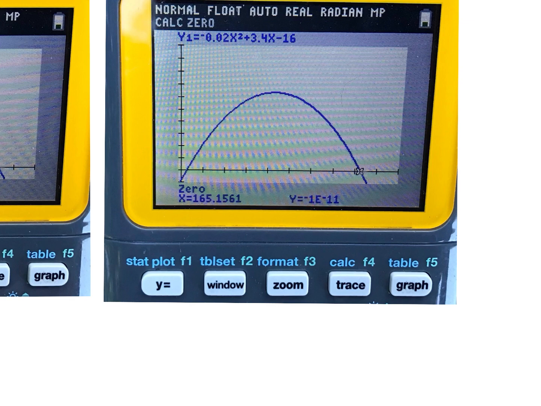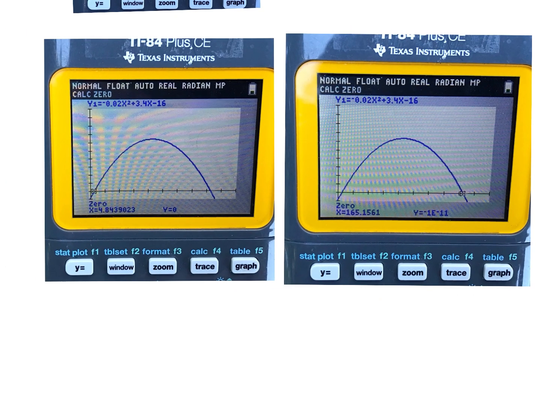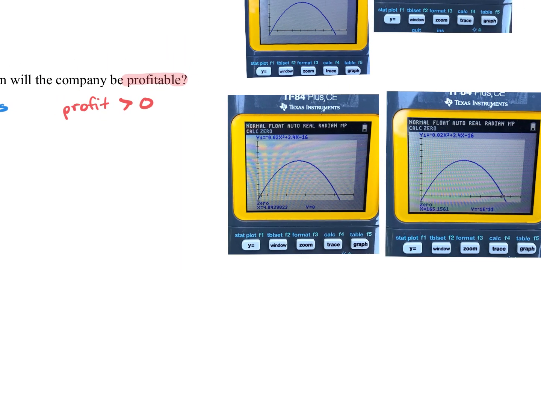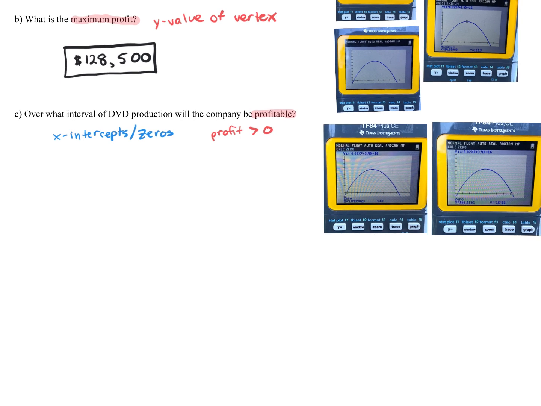So I know it doesn't say y equals 0, but it's so incredibly close, it still is an x-intercept. So those are the intervals of DVD production that our company is still profitable. Remember, these numbers are in thousands, so I'm going to round a little bit here. I'll just say that it's profitable from 4,840 to 165,160 DVDs. So I rounded a little bit for those.